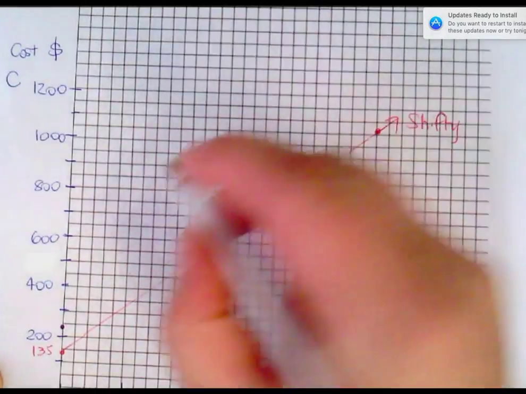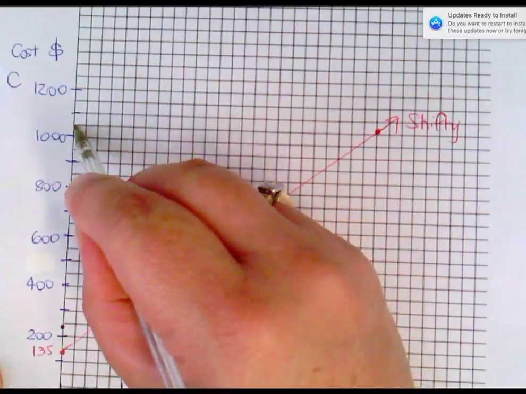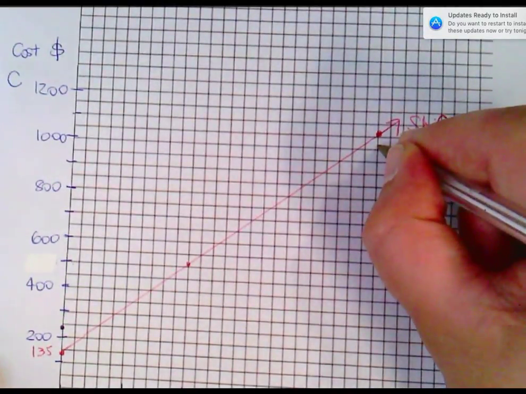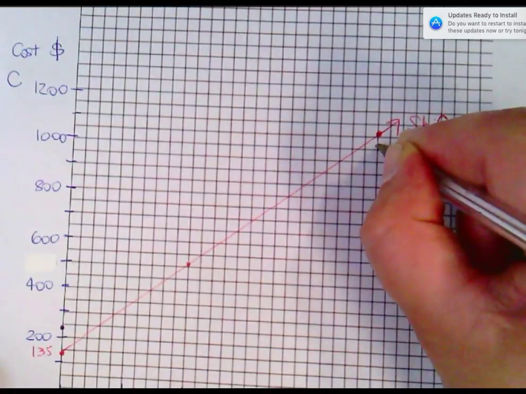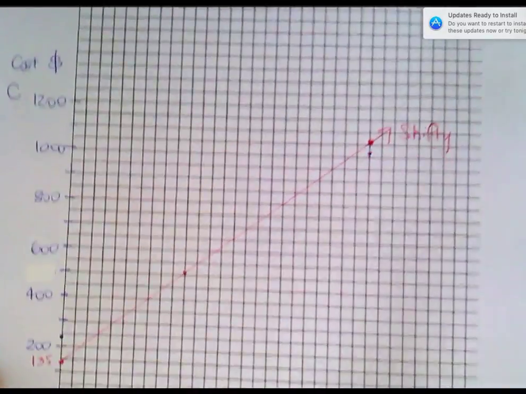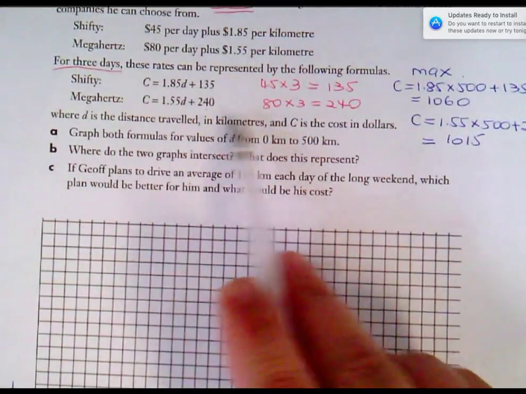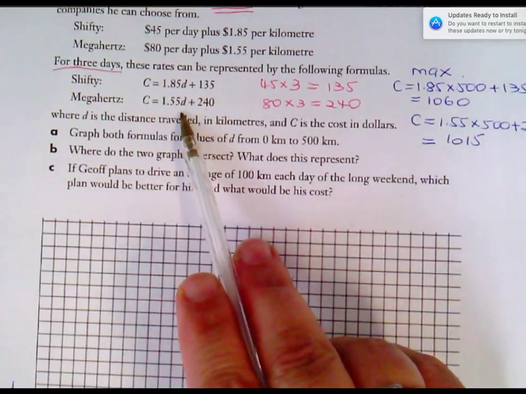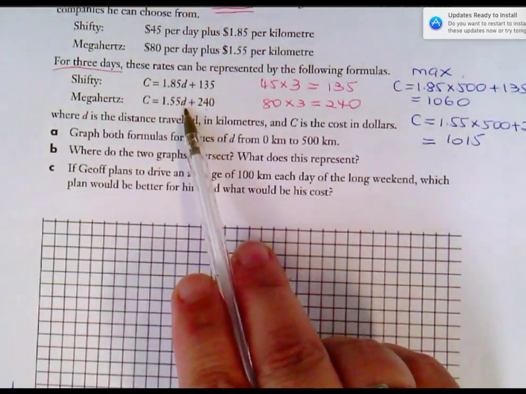So 500, here is 1,000. That would be 1,100. This would be 1,050. 1,015 would be a little bit lower down here. So 1,000, 1,050, 1,015 would be almost a third of the way there. All right, so I've basically got this first point here, another point there. We really should be calculating another value. Actually, we might just do when the distance is either 250 or 300, we might do 300 kilometres.